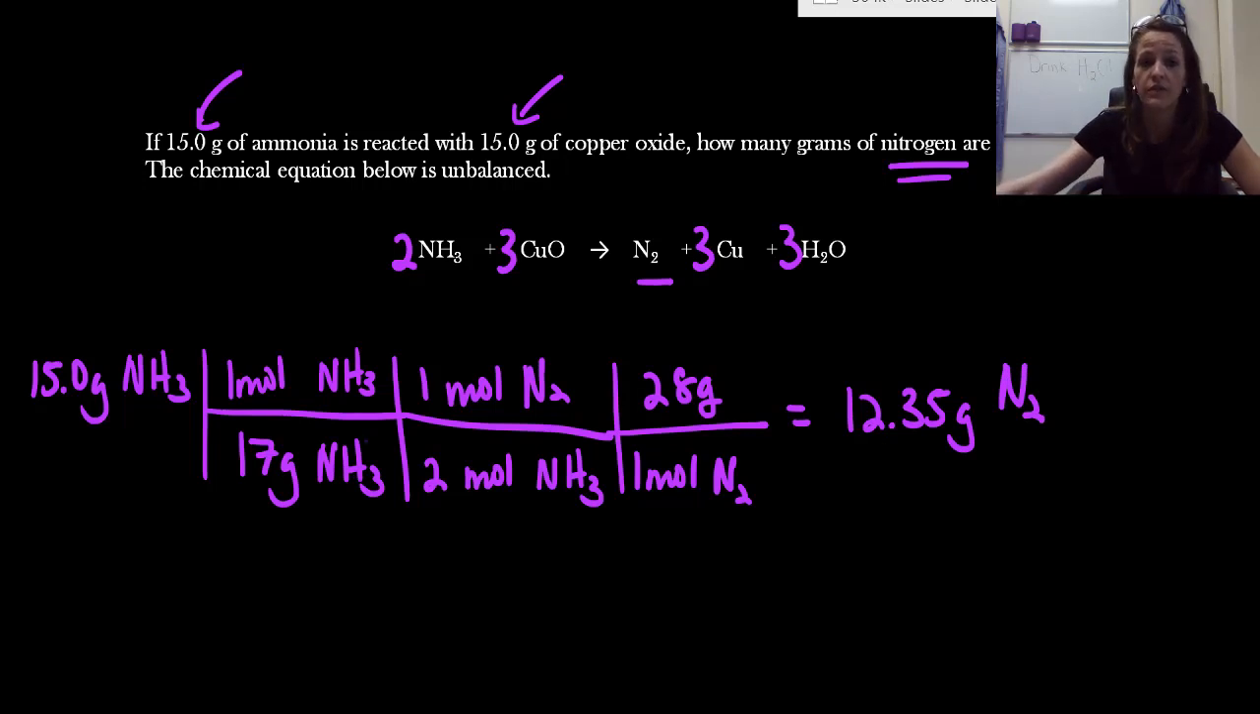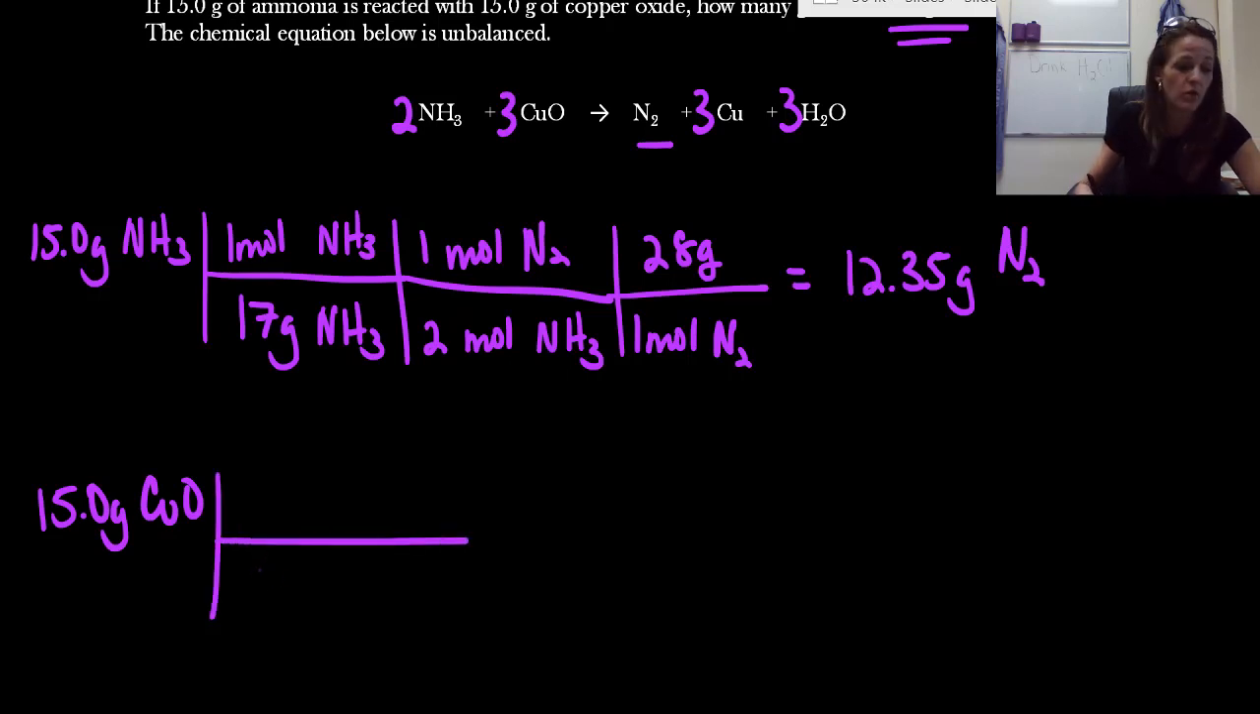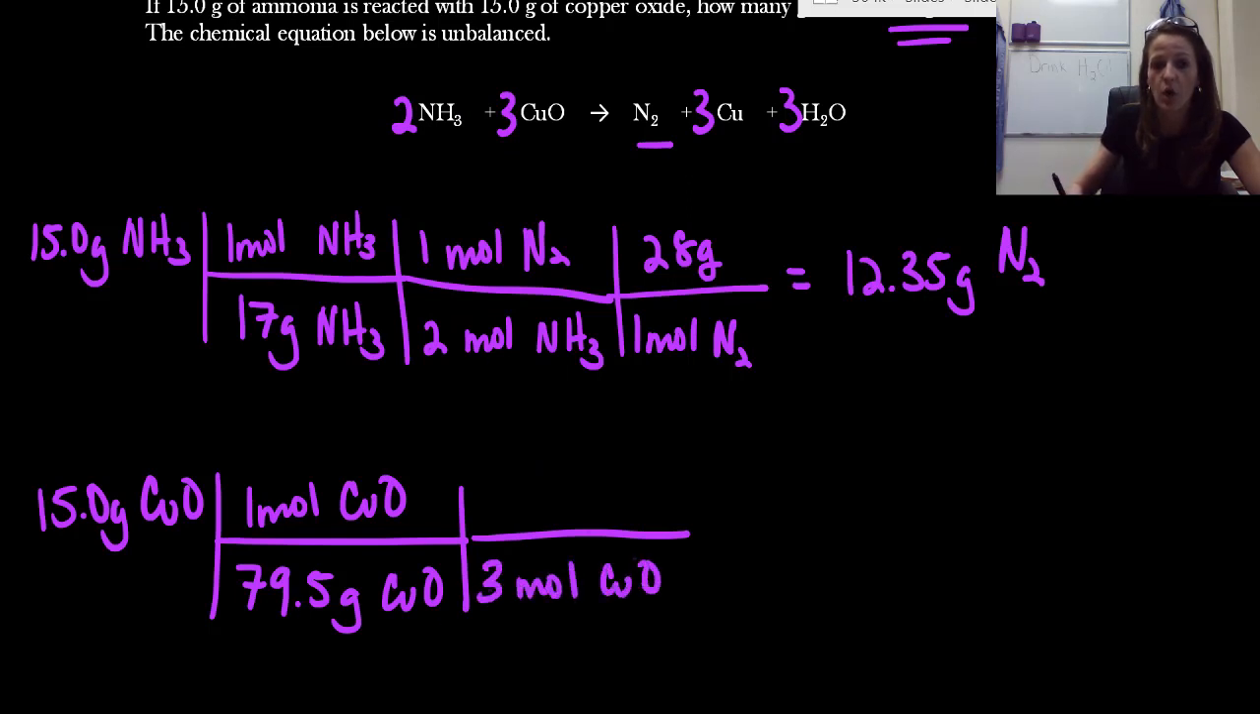Now what we need to do is figure out how much nitrogen we can create using 15 grams of copper oxide. So we have the exact same process. So 15 grams of CuO. We use the molar mass to convert from grams to moles, and so we know copper oxide has a molar mass of about 79.5 grams, and this is per every 1 mole of copper oxide. Then we look at our chemical equation. We see there's 3 moles of copper oxide to every 1 mole of nitrogen, so we have 3 moles of CuO to every 1 mole of N2.